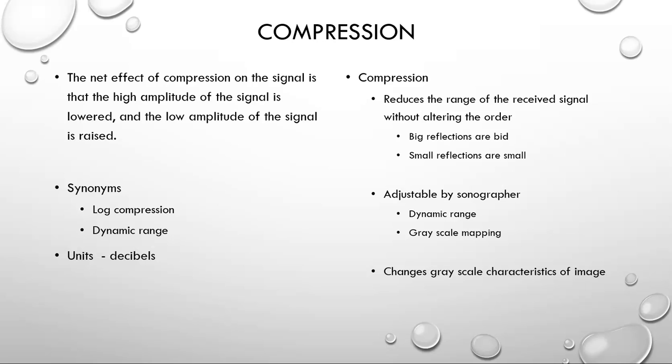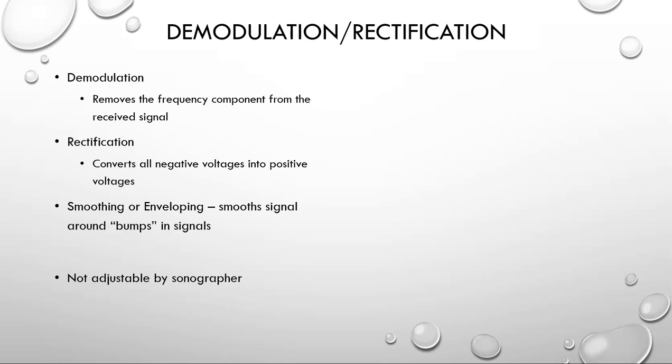This is almost always adjustable by the sonographer, and it changes the grayscale characteristics of the image. Next in our receiver is demodulation and rectification. Demodulation removes the frequency component from the received signal. Rectification converts all the negative voltages into positive voltages. With demodulation and rectification, we include smoothing, which smooths the signals out around the bumps in it. And this is something that's not adjustable by the sonographer.